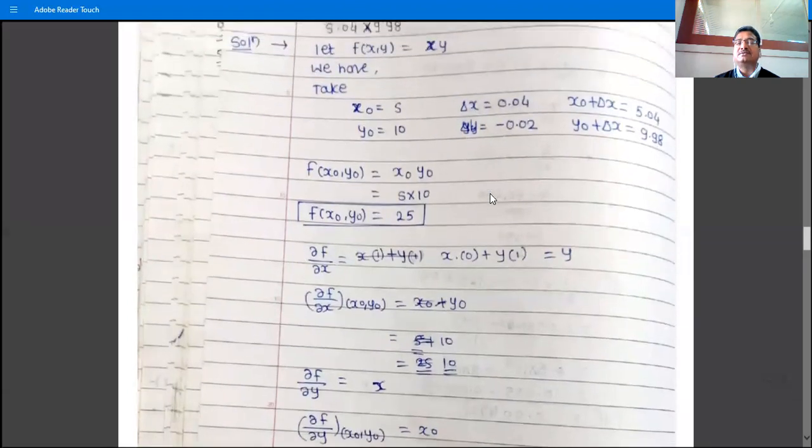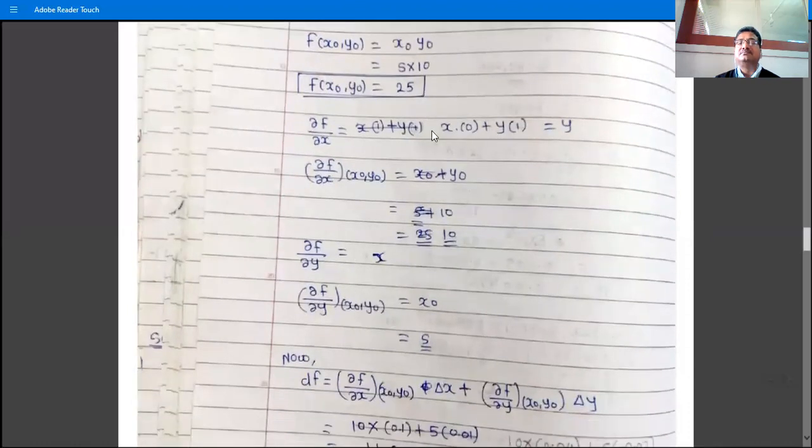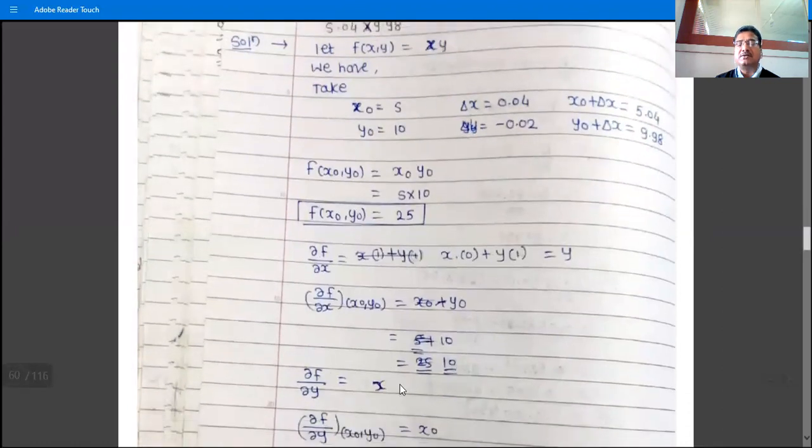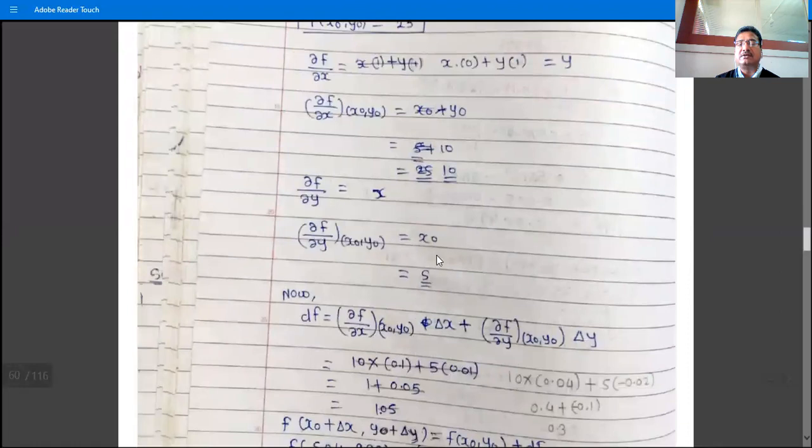Then del f by del x, the derivative with respect to x, is what? It is just y. Don't use the u into v rule, because the derivative is with respect to x, which means y is constant, and the derivative of x is 1, so the answer is y. Then del f by del x at x naught, y naught is 10. Then del f by del y, the derivative with respect to y, means x is constant and the derivative of y is 1, so the answer is x. Then the value at x naught, y naught is x naught, which means 5.